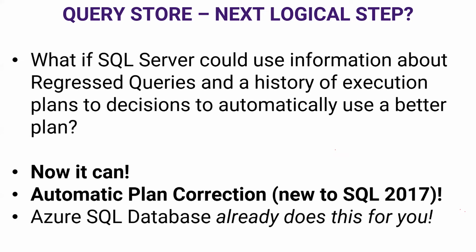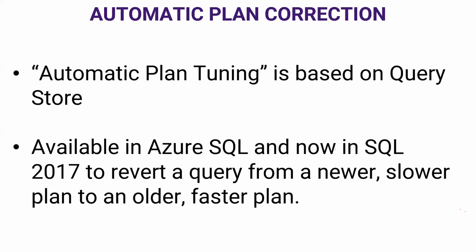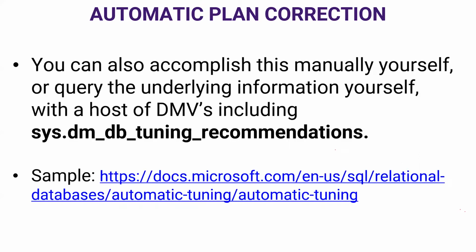So now it can. In SQL 2017, there's this feature called automatic plan correction. Azure SQL Database actually already does this for you. Automatic plan tuning is based on the Query Store. It's available in Azure SQL always, and now in SQL 2017, to revert a query from a newer, slower plan to an older, faster plan. You can accomplish this manually yourself, or query the underlying information yourself with a host of DMVs, including a DMV called sys.dm_db_tuning_recommendations, and there's more about that there. But I'd recommend turning on both the Query Store and automatic plan correction. They are not enabled by default in SQL 2016 and 2017.